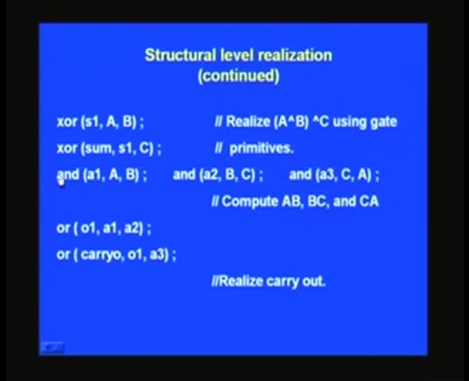And similarly you can AND A B, B C, C A, and OR A1 and A2 here, right, and assign to an intermediate signal here, and once again you can use this and continue ORing with A3 which we have not used earlier. So thus we have got carry out as well as sum here.